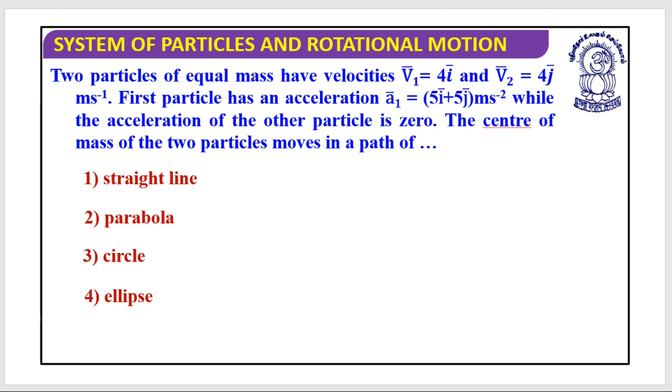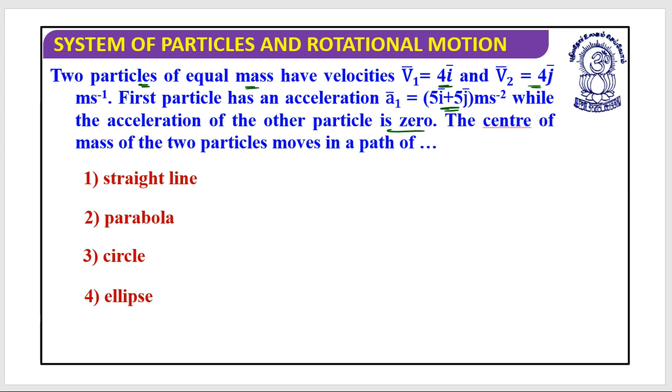What does it say? Let's have a look. It says that two particles of equal mass have velocities v1 equals 4i and v2 equals 4j meter per second. The first particle has an acceleration of 5i plus 5j, while the acceleration of the other particle is 0.